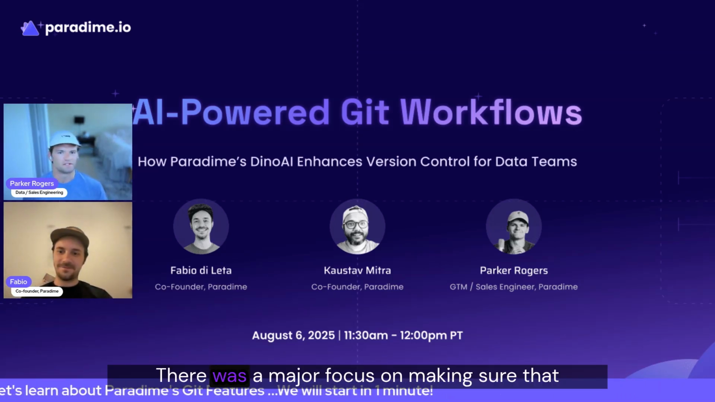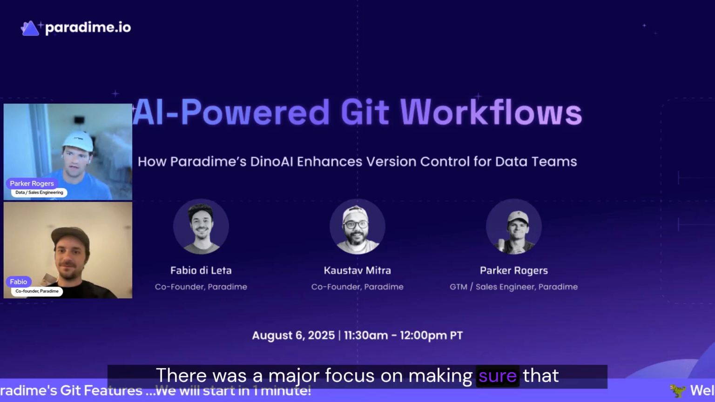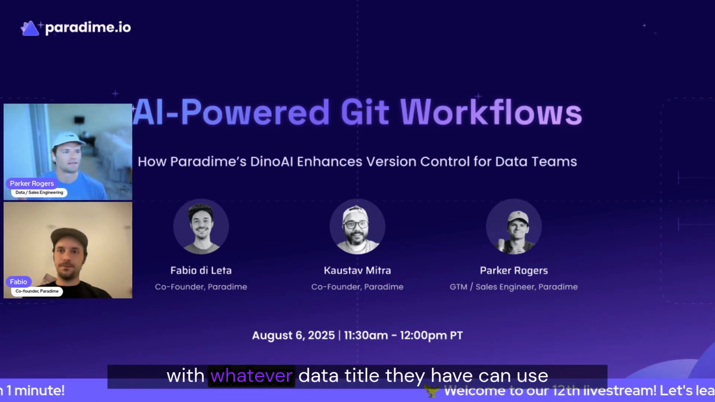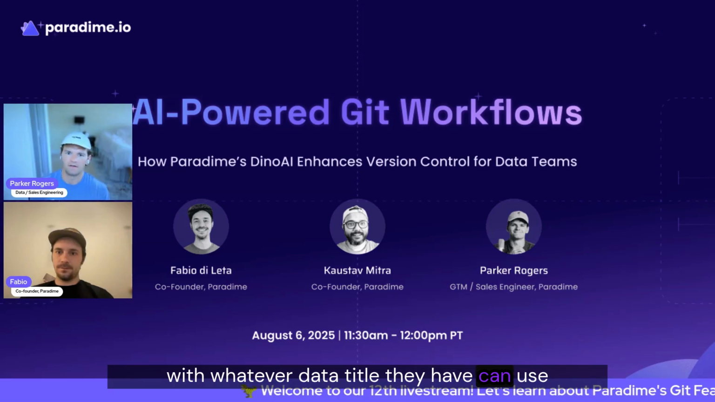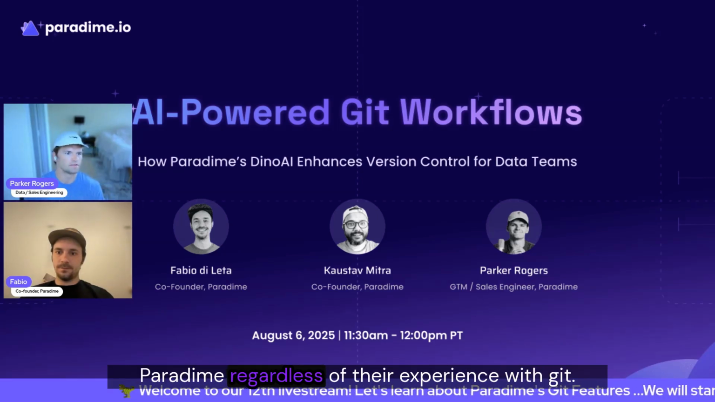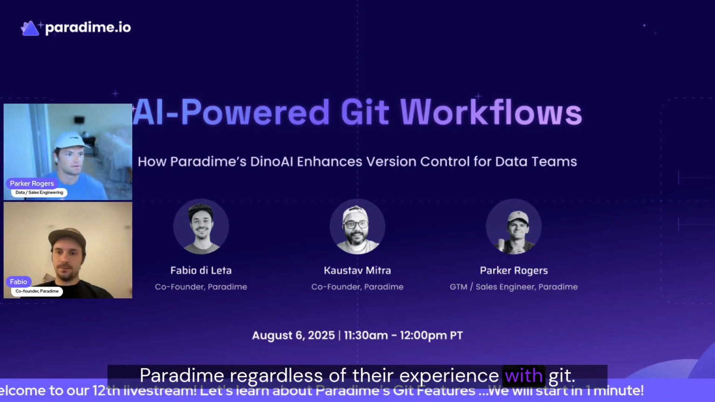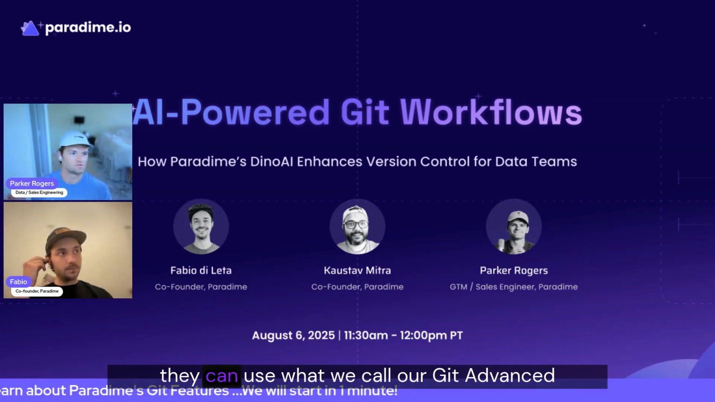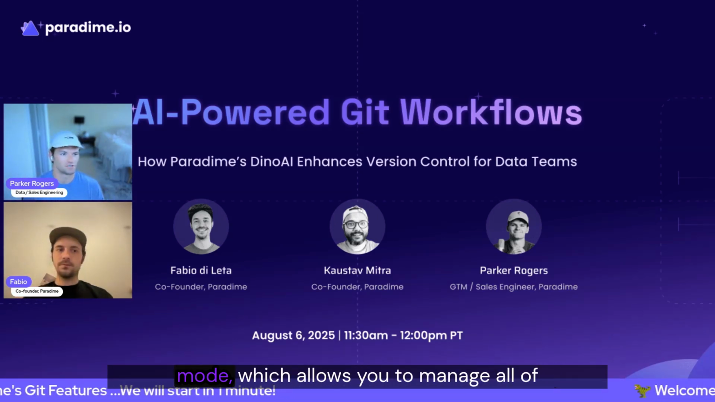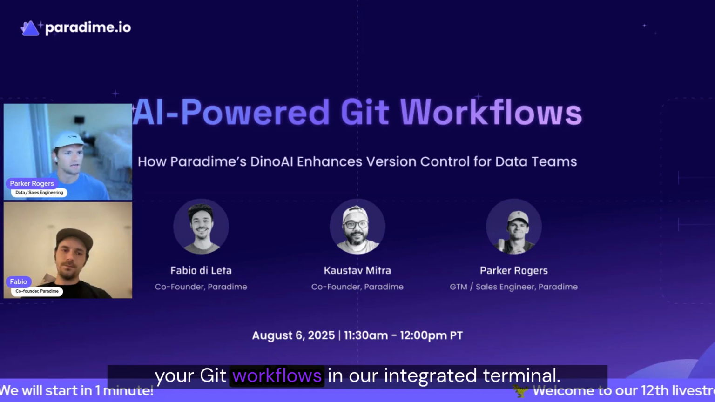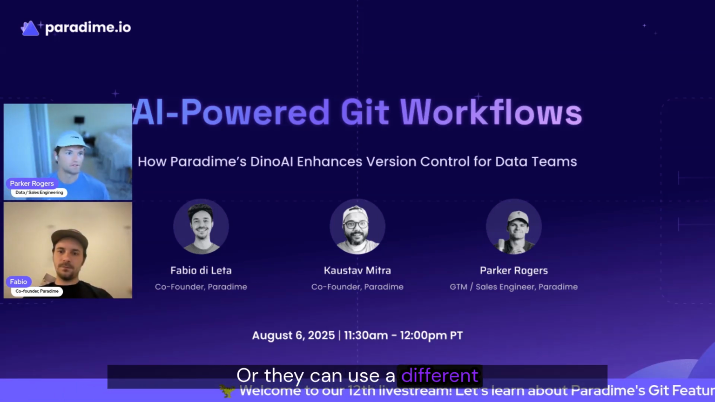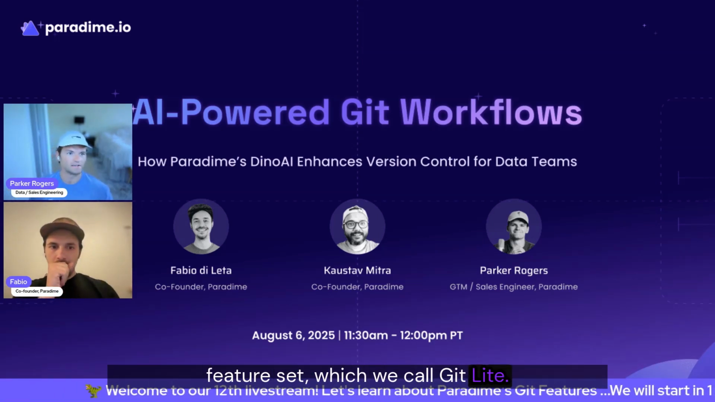There was a major focus on making sure that analytics engineers, or people that use dbt with whatever data title they have, can use Paradigm regardless of their experience with Git. If someone has years of experience with Git, they can use what we call our Git Advanced mode, which allows you to manage all of your Git workflows in our integrated terminal, or they can use a different feature set, which we call Git Lite.